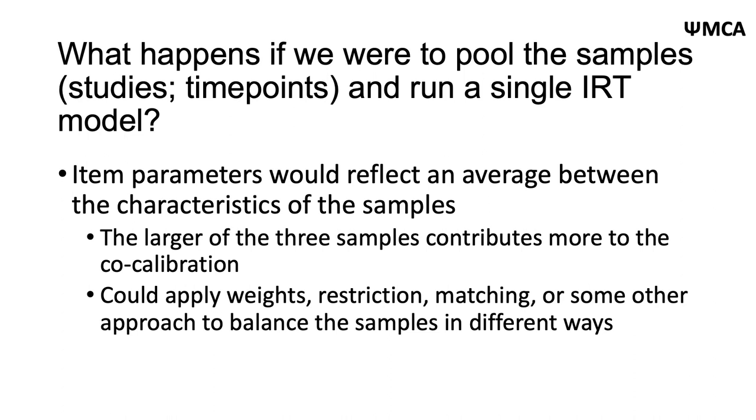So, what happens if we were to pool the samples, whether they're studies or time points, and run a single IRT model all in one big shebang? The item parameters in that case would reflect kind of an average between the characteristics of all the samples. So the larger of the samples would contribute more to the co-calibration, and it's difficult to really define what's a zero point. What do these values actually mean? Since it's sort of a jumble of all the different studies, we avoid that by using this stepwise item banking approach.